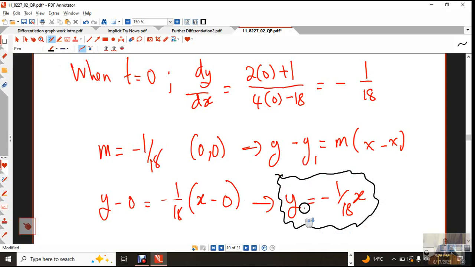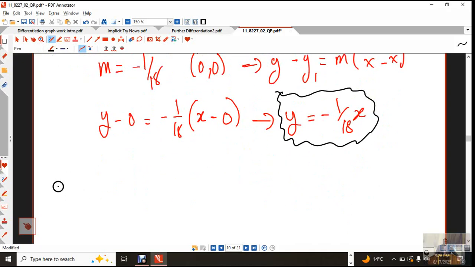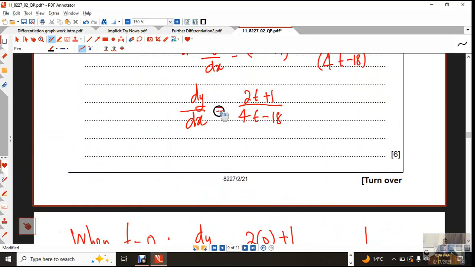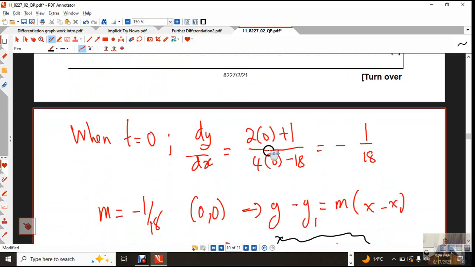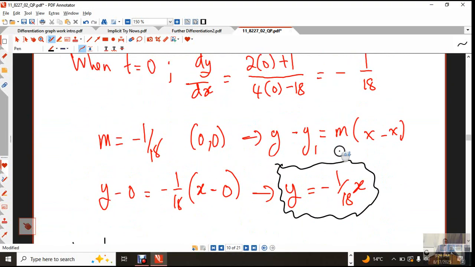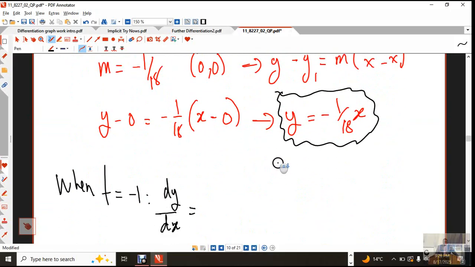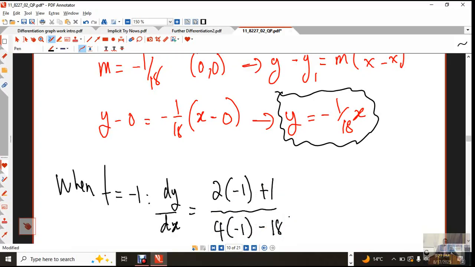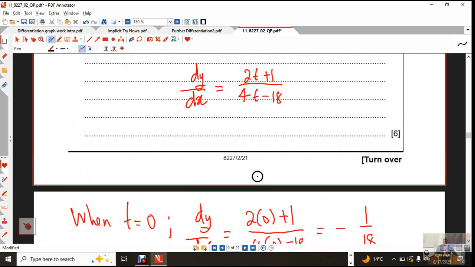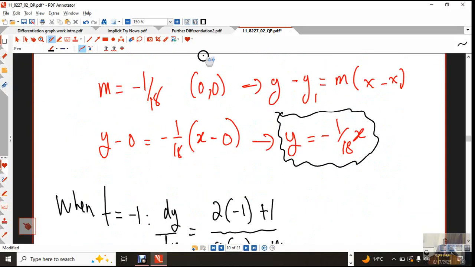Okay, so let's find the other one. We will say when t is negative 1, then dy/dx, what was dy/dx again? We can just copy from here: it's (2t plus 1) over (4t minus 18), so that is 2 in brackets negative 1 plus 1 over 4 times negative 1 minus 18. Just making sure that we are on the right path. Minus 18, good.